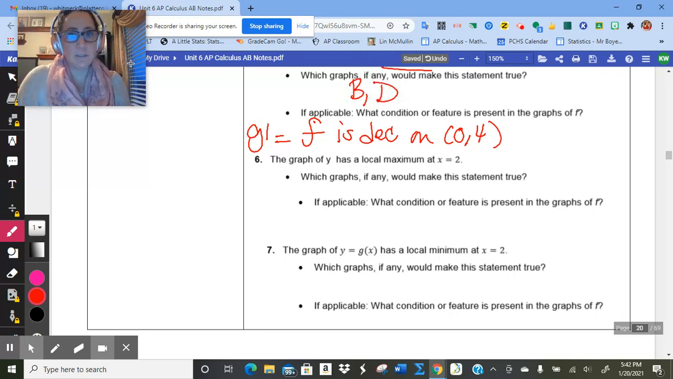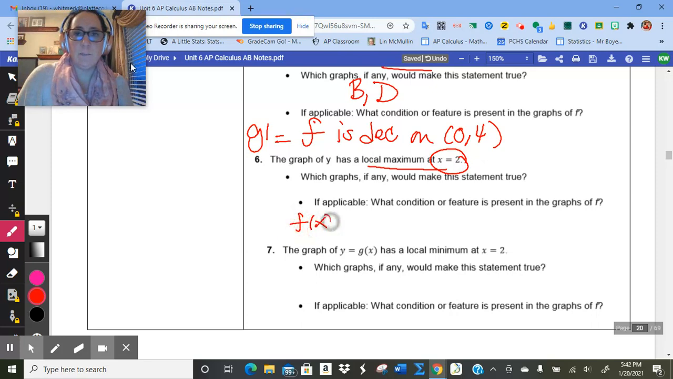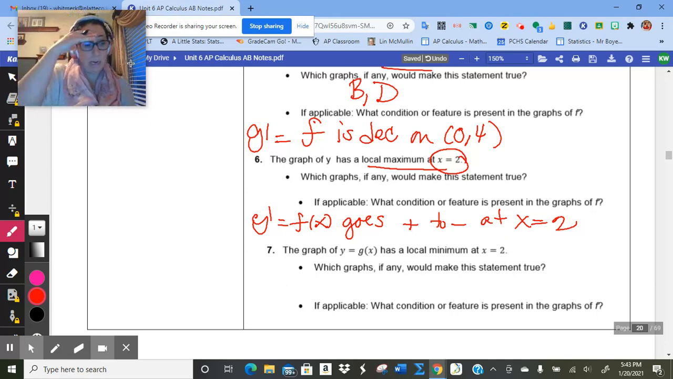Okay, so let's look at the next one. So I want a local max at 2. So that means that f of x, which is g prime again, goes from positive to negative at x equals 2. So go find the graphs where that would happen. I'm going to give you a hint. There's 2 of them. Find them. And I got B and D.